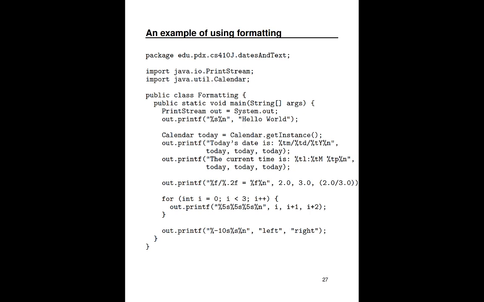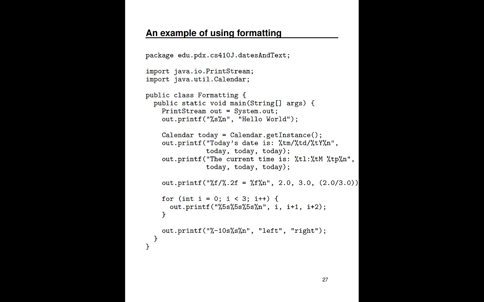We'll get a calendar that represents the current date and time, and we'll print out information about the date using %tm for month, slash, %td, slash, %ty, followed by %n for new line. And because we're formatting 3 aspects of the date, we need to pass in the calendar object 3 times to printf. Similarly, we format some information about the current time.